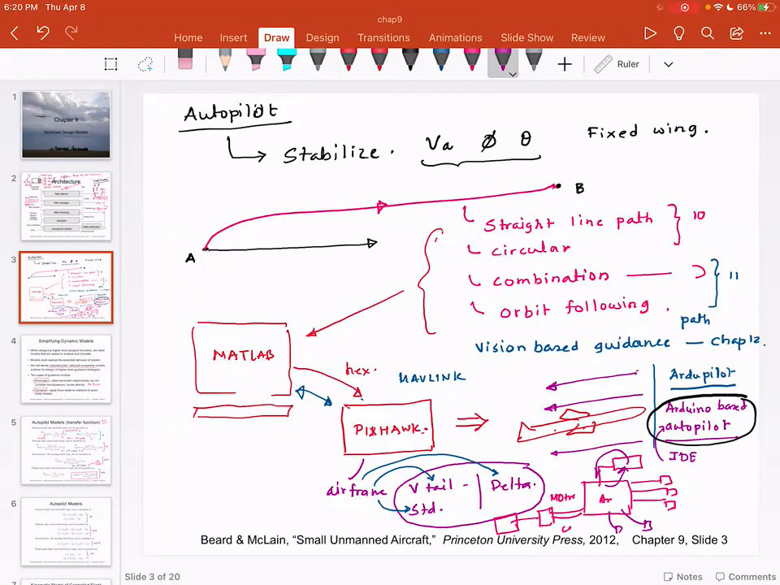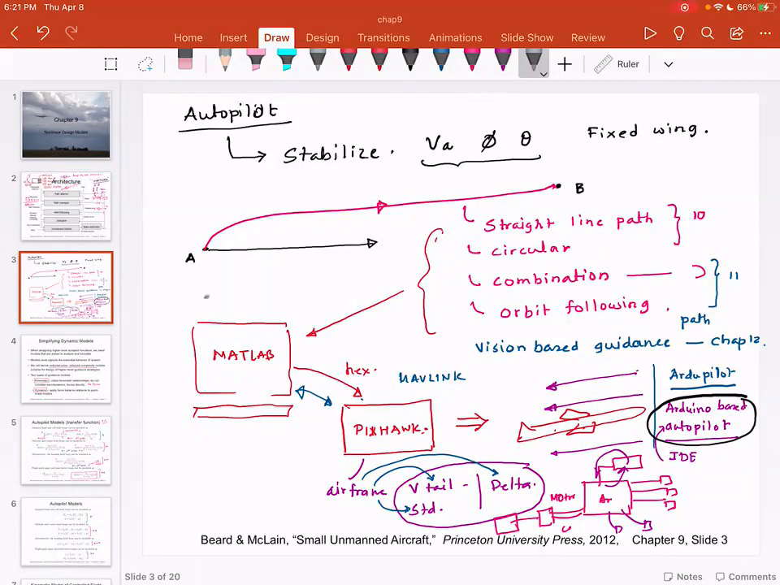So what it means is, as we successfully stabilize the plane, we want to move on to the second task: how do we get the plane from point A to point B? Now, let's break this problem down into small pieces. And again, this problem can be formulated for different profiles.